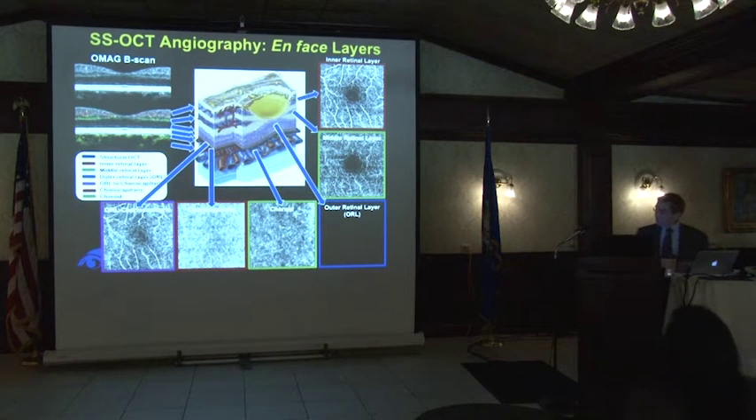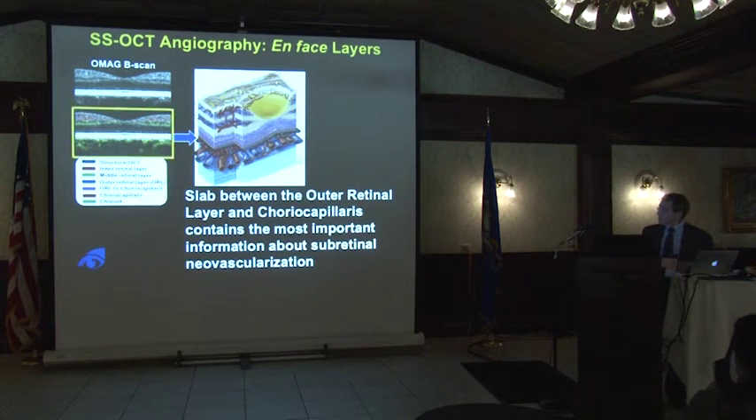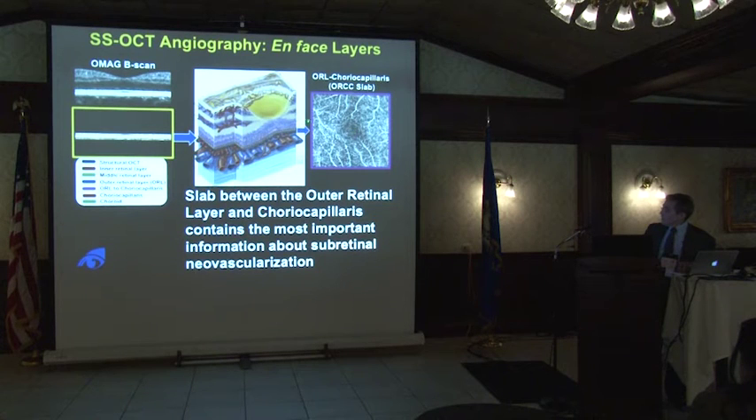But this ORC layer, this slab between the outer retina and the choriocapillaris, is really important. Just to emphasize, we take this area here, we remove what's in the inner aspect of the retina, all the circulation. We remove everything up to the choriocapillaris, and we just show that layer. But you say, wait a second, I see retinal vessels in that layer. There's a very important concept that you need to understand. It's called the projection artifact.